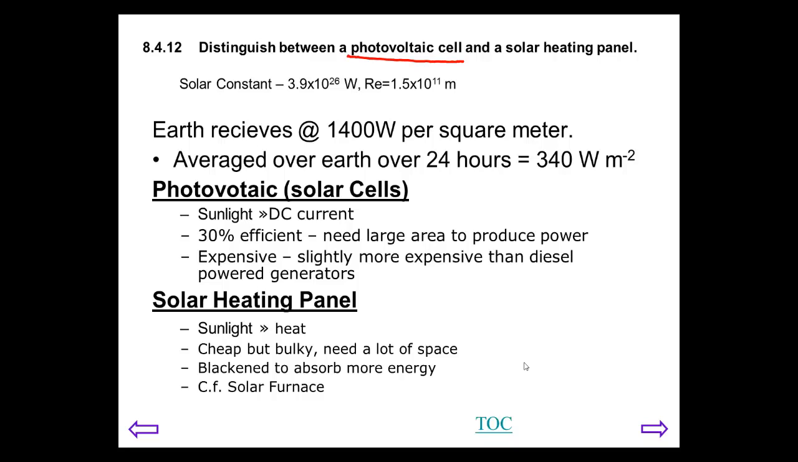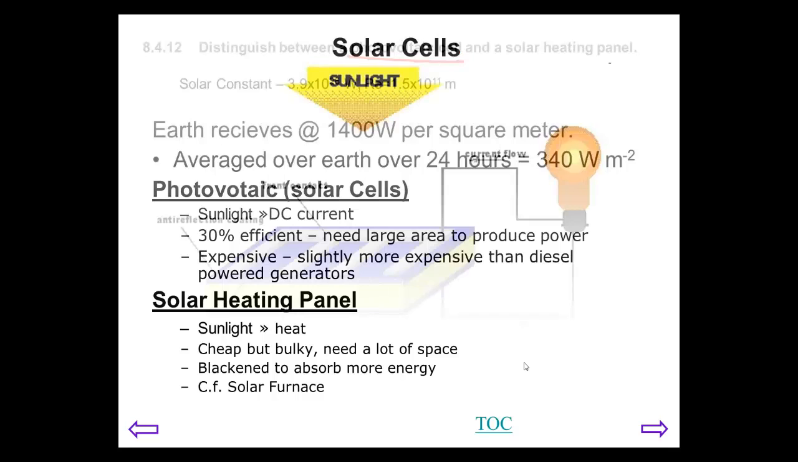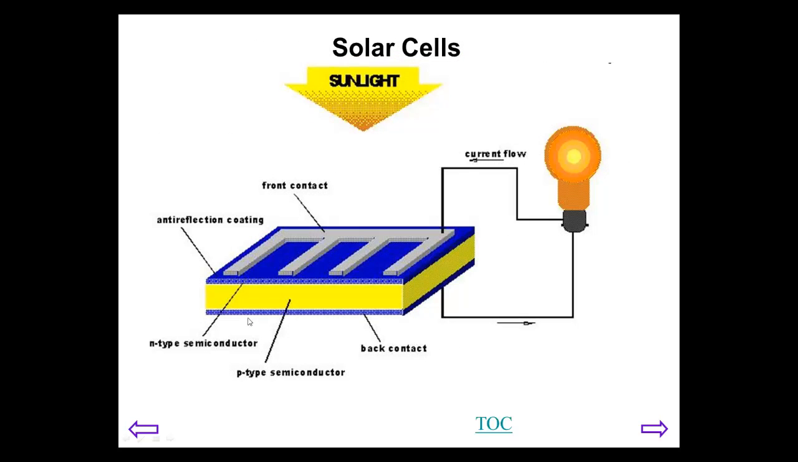A solar heating panel is not a solar cell. A solar heating panel is a panel which contains cold water which is heated by the sun. Nothing to do with producing electricity. A solar cell has two semiconductors, an N and a P-type semiconductor. When the light falls on this, it basically causes a voltage to be set up between the two semiconductors, usually silicon, and this voltage can be used to drive a current. So you get a current directly from the voltage that's set up due to the photoelectric effect when sunlight falls on the solar cell.